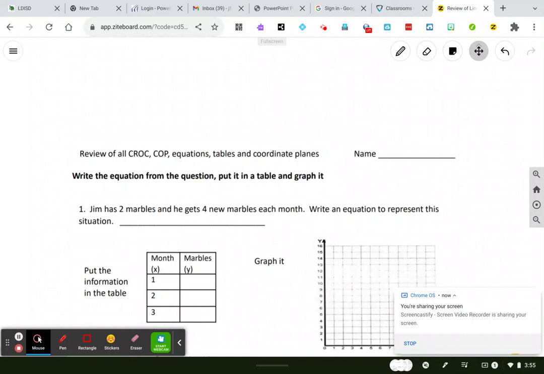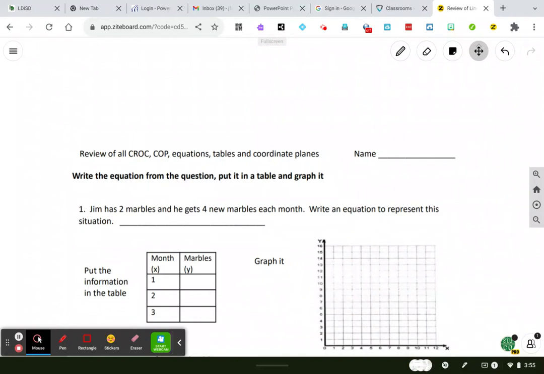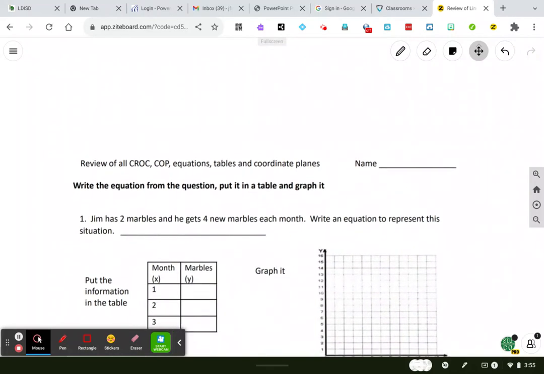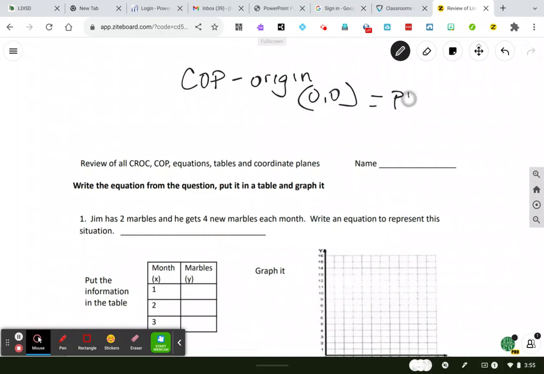Okay, so what we're going to do today is wrap up everything that you've done with slope-intercept as far as constant rate of change and constant proportionality. We do know that constant proportionality, COP, means that it goes through the origin, and we know that the origin is 0, 0. And when it does that it all equals a proportional relationship.